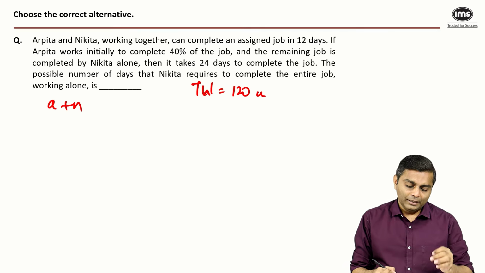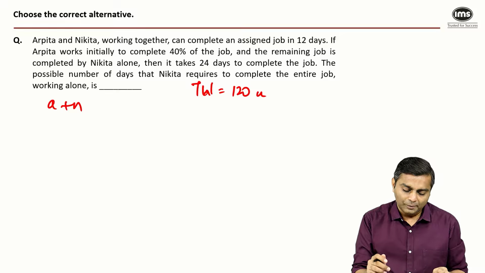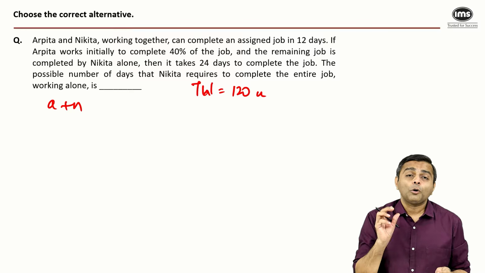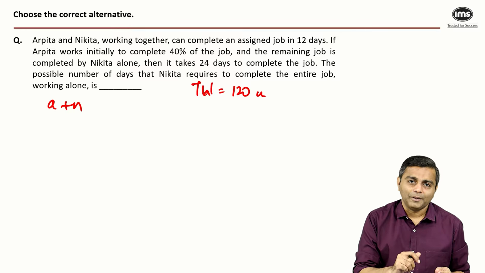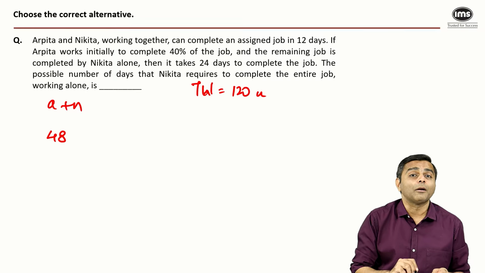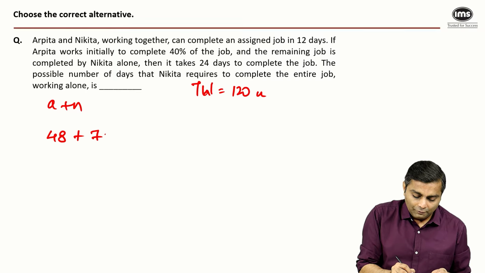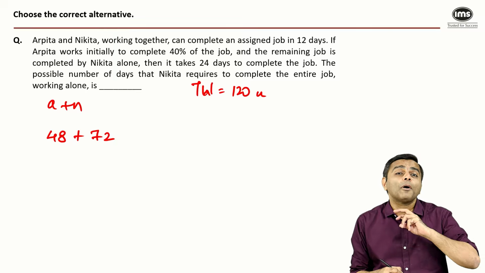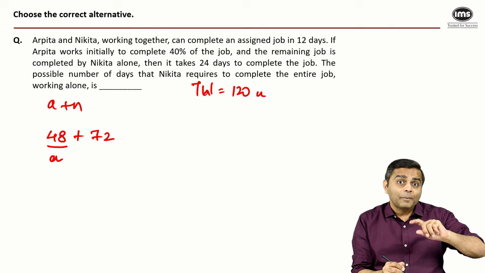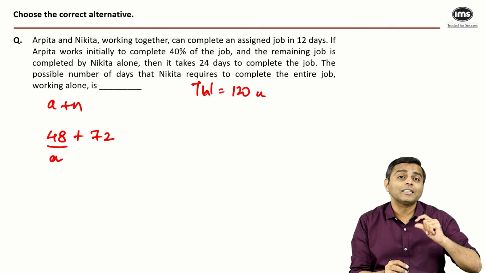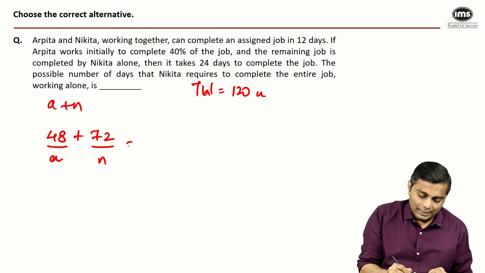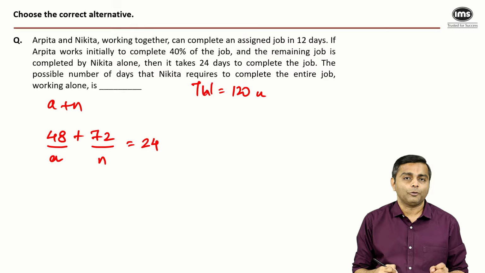If Arpita works initially to complete 40% of the job and the remaining job is completed by Nikita, then it takes 24 days to complete the job. Out of the 120 units, 40% is done by Arpita. 40% of 12 into 10, so 48 is done by Arpita. Therefore, 72 will have to be done by Nikita. We are trying to find the number of days Nikita worked alone. So, 48 divided by A. A is Arpita's units per day, right? This will give us the number of days Arpita took alone. This will give us the number of days Nikita took alone, and this total comes to 24, right?